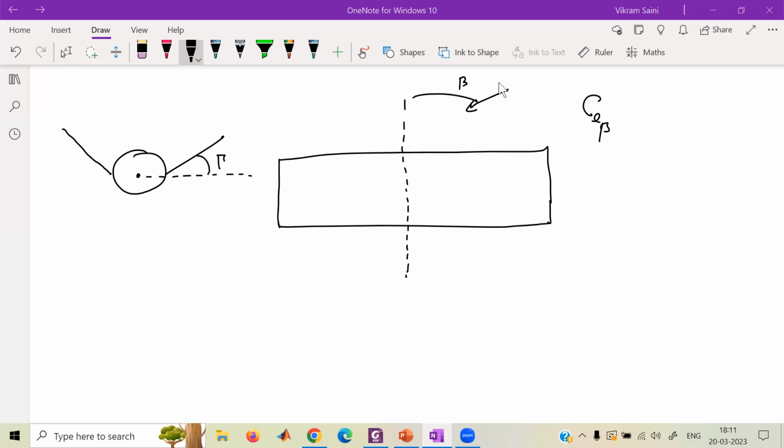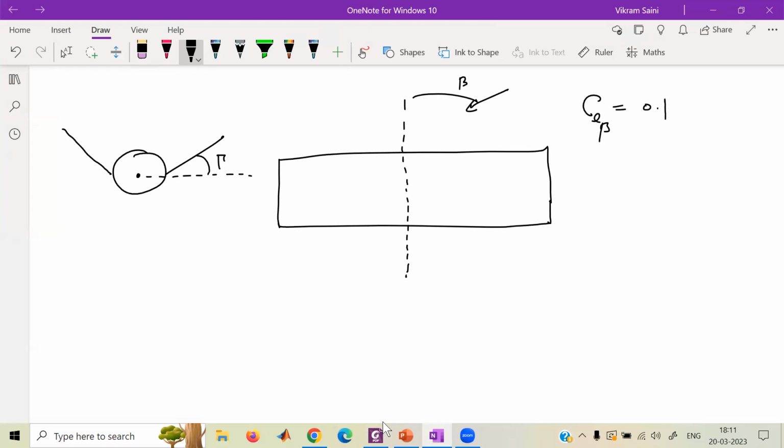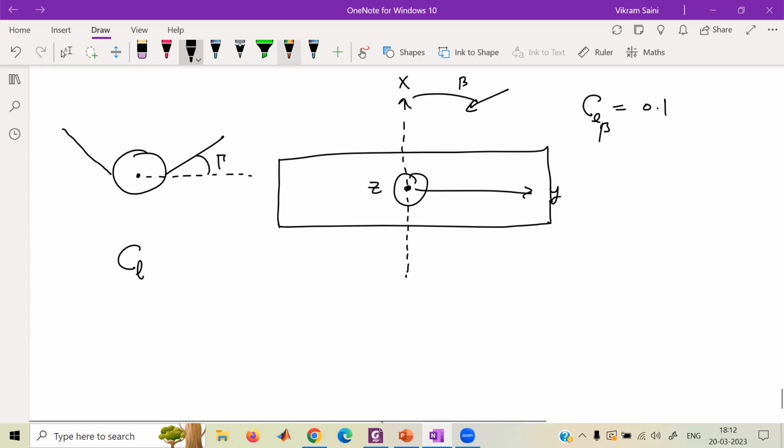All right. So the question is, we have to find out a certain value of CL beta, which is 0.1. How can we ensure this value? So CL is the moment coefficient about which axis? If this is the x-axis, this is the y-axis, and perpendicular to this paper there is the z-axis. So the CL coefficient is the moment about which axis?